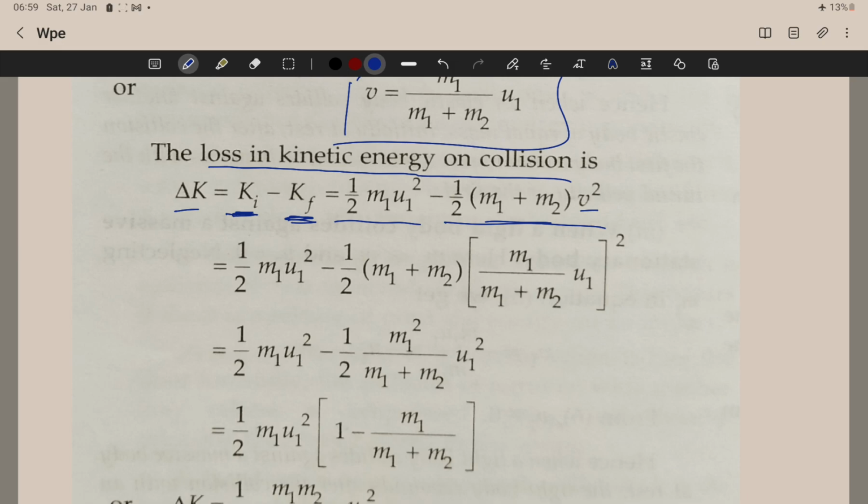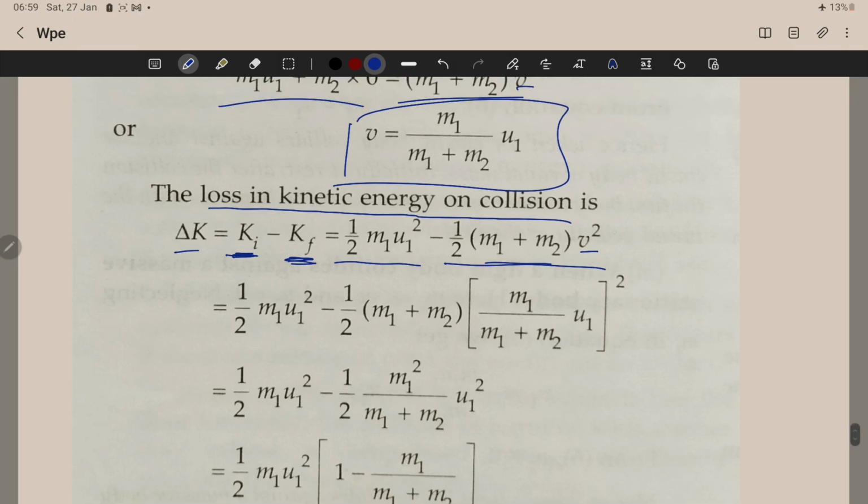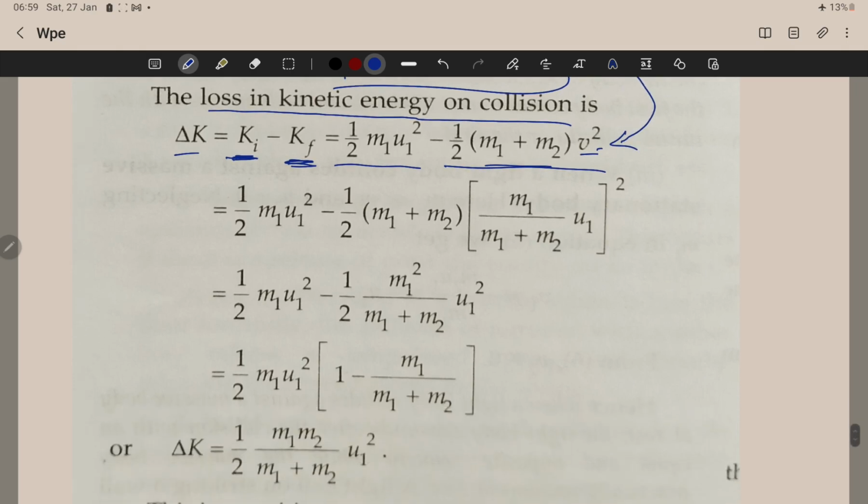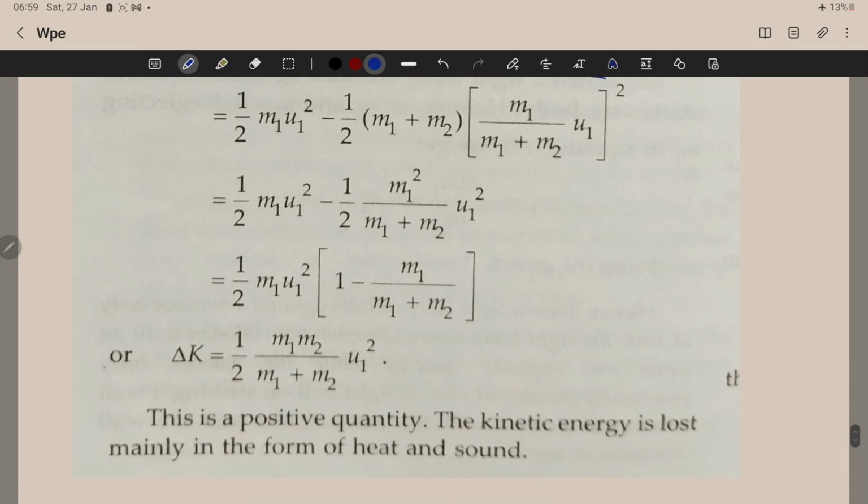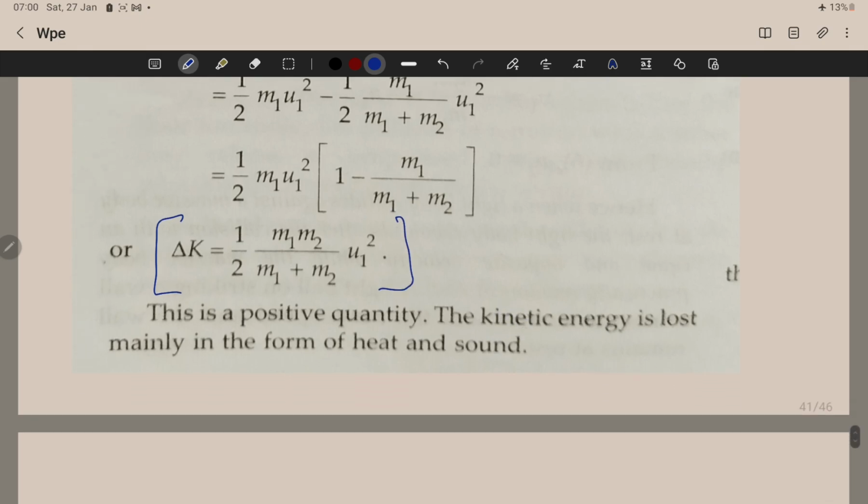Now if we put the value of v into this equation and solve it, we get the change in kinetic energy as half m1 m2 by (m1 + m2) into u1 square. As velocity is squared, this is a positive quantity. So the kinetic energy is lost mainly in the form of heat and sound energy.